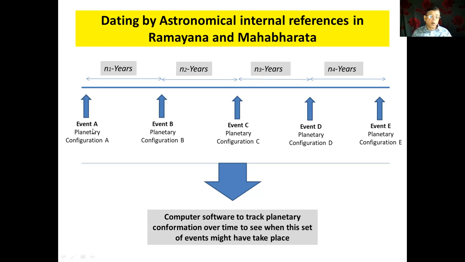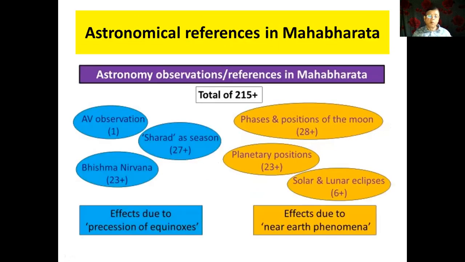You look at the planetary configuration information from references given in Ramayana and Mahabharata or other epics or other scriptures, and then feed them into a computer and let the computer tell you when such a combination of events would have taken place. Now it says here that in Mahabharata there are about 250 such astronomical references, like planetary positions, and solar and lunar eclipses they talk about. So all these references are there, which you can feed into a computer.